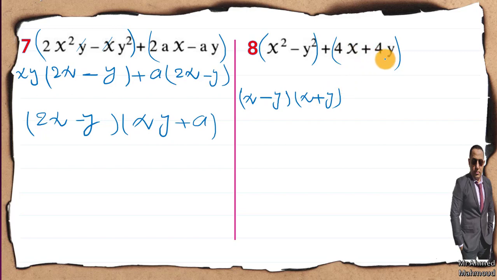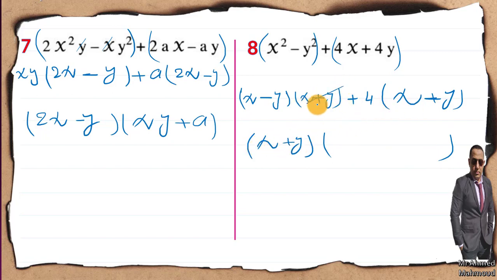Here 4x plus 4y, I'm going to take positive 4 as a common factor. 4x over 4 equals x, 4y over 4 equals positive y. Here x plus y and here x plus y, this is a common factor, so I'm going to open bracket and bracket. In the first one I'm going to write x plus y. In the second one I write here x minus y, and here plus 4. Okay, another example.